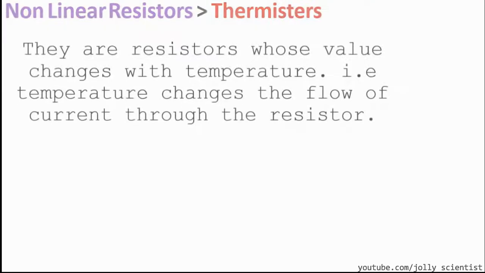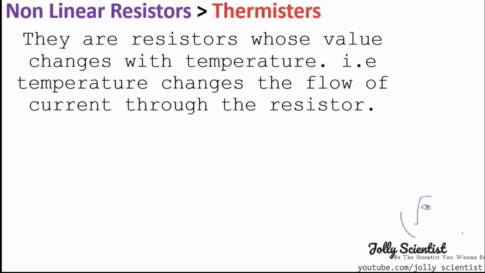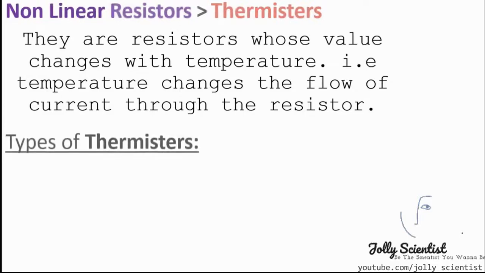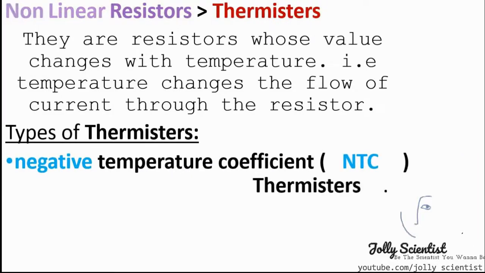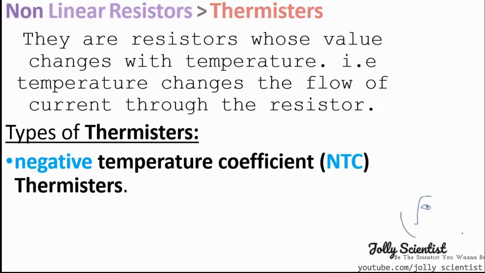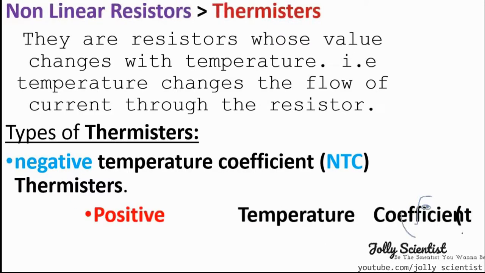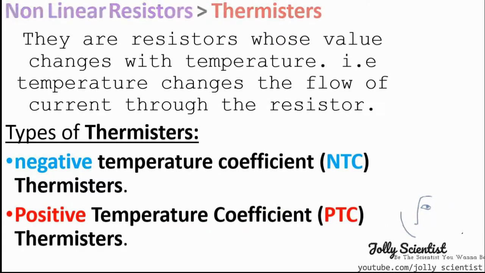Thermistors are resistors whose value changes with temperature, that is, the temperature changes the flow of current through the resistor. The types of thermistors include the negative temperature coefficient thermistors, which are the NTCs, and the positive temperature coefficient thermistors, the PTCs.